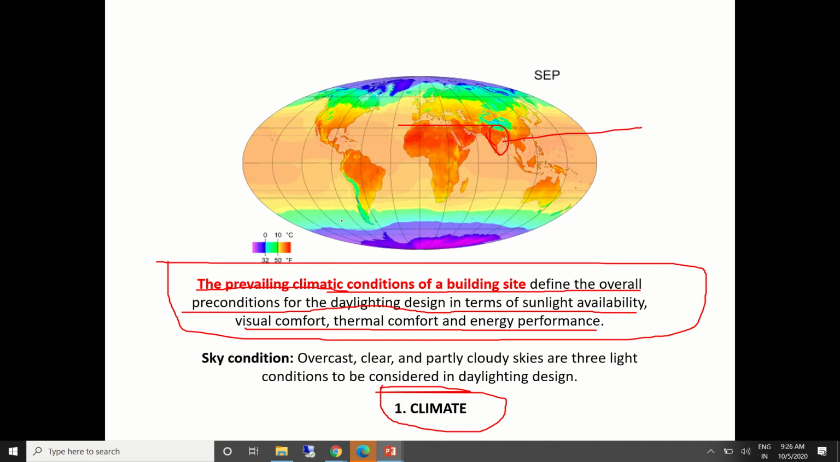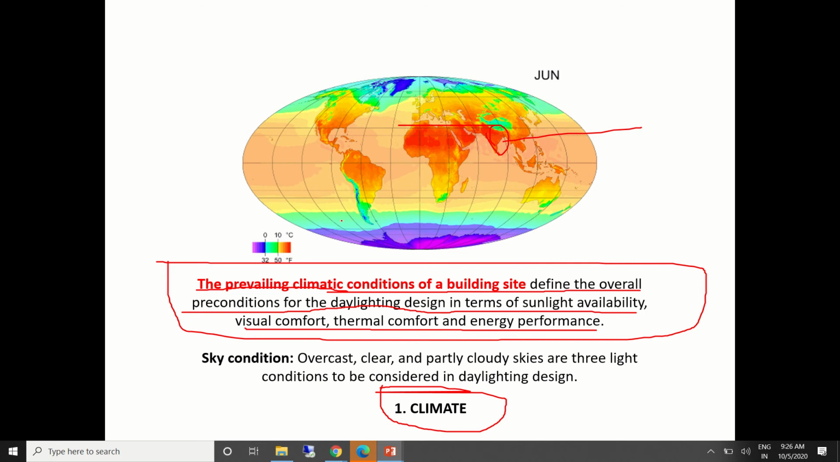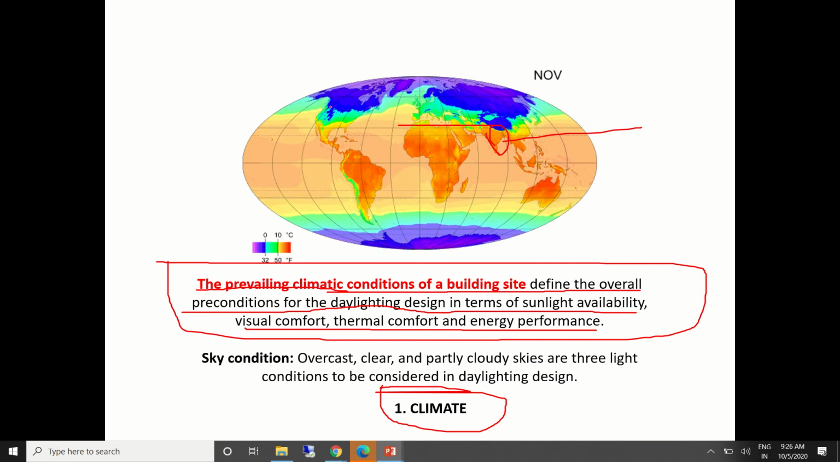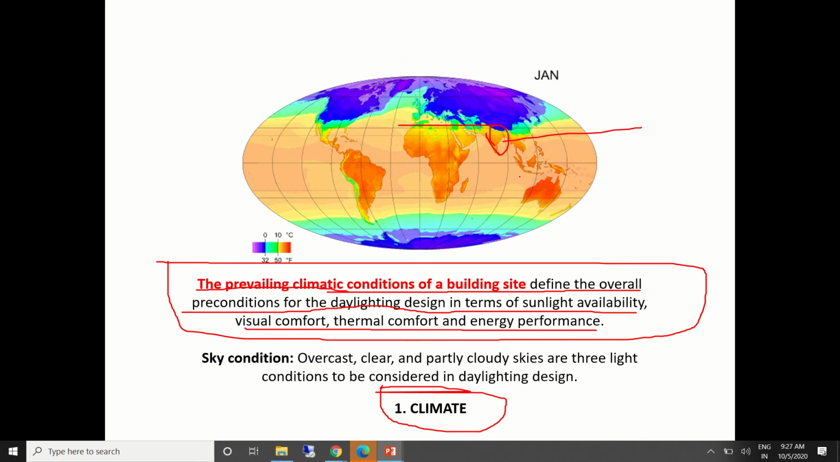Okay, so I have some maps as well. I'll show you how much daylight is available on a yearly basis and so on and so forth. So that is one thing. Based on the location, based on the context, the availability of daylight inside the building will vary, and we have to be aware of it.